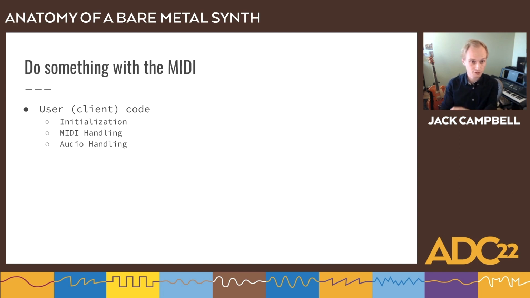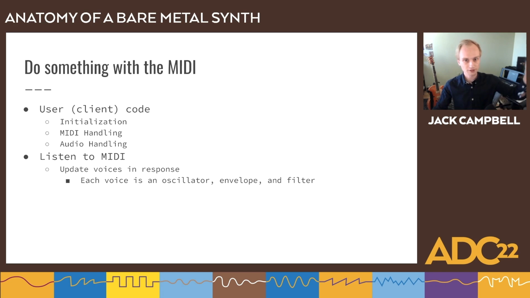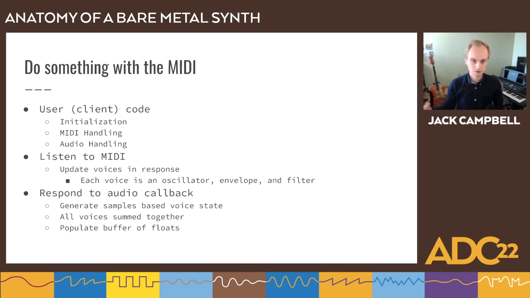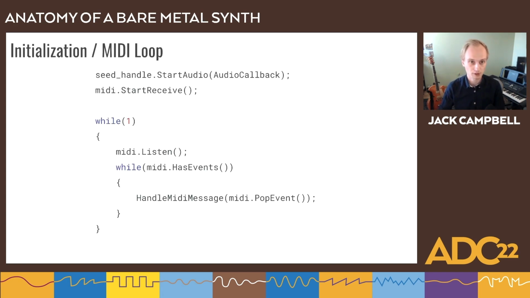It responds to MIDI and does calculations of what are called voices, which have an oscillator and some other things in them just to generate tones. It'll either start or stop voices depending on what the message was. And then there's an audio callback, which is driven by the audio hardware saying, I want X number of samples now, and we'll just sum together all of our voices and populate a buffer of floats for it. The code looks kind of like this.